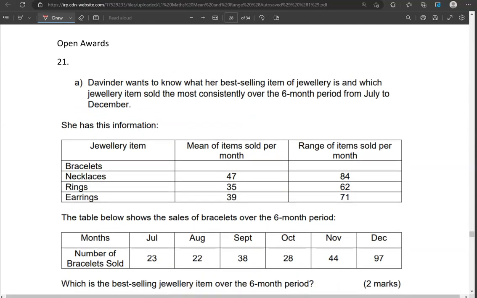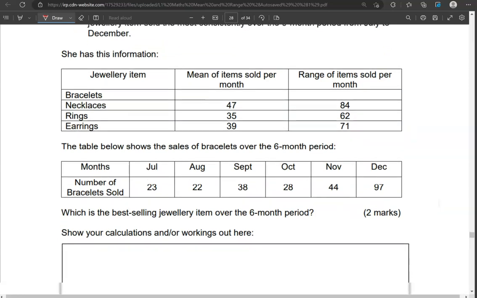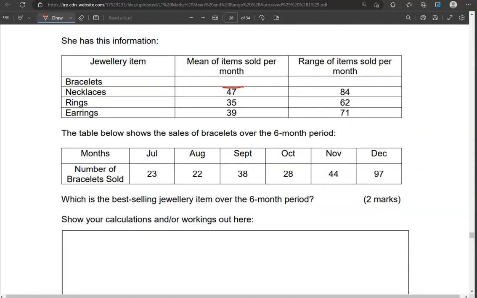Davinda wants to know what her best-selling item of jewellery is and which jewellery item sold the most consistently over the 6-month period from July to December. She has this information. So we have jewellery item, mean of items sold per month, range of items sold per month. The table below shows the sales of bracelets over the 6-month period. Which is the best-selling jewellery item over the 6-month period? Show your calculations and the workings out here. So we'll need to fill the gap here for bracelets using the table that we've got here. So then we can compare.